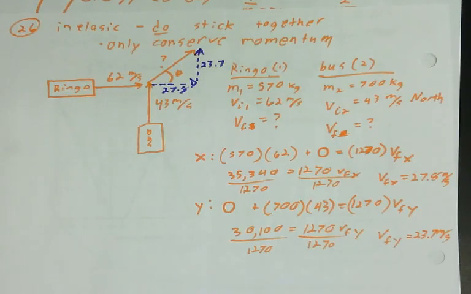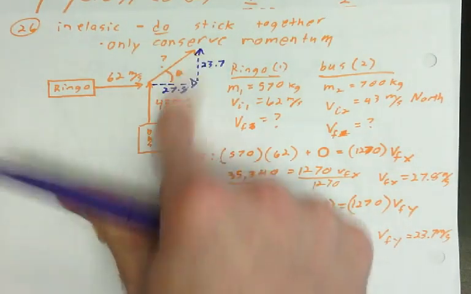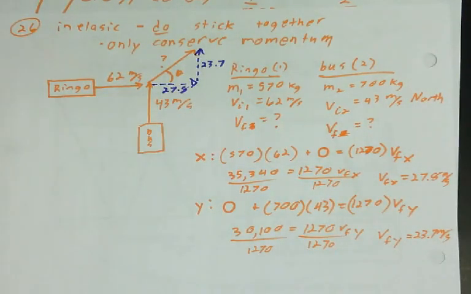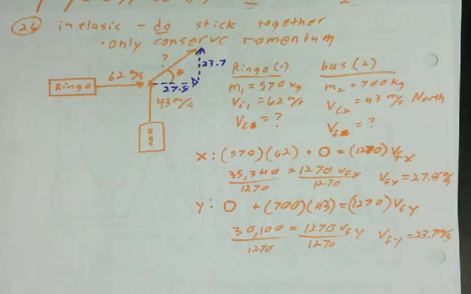Now, I found the forward velocity after the collision, and I found the vertical velocity after the collision. So now what I'm trying to do is figure out the total velocity after the collision, and this is going to be the Pythagorean theorem.